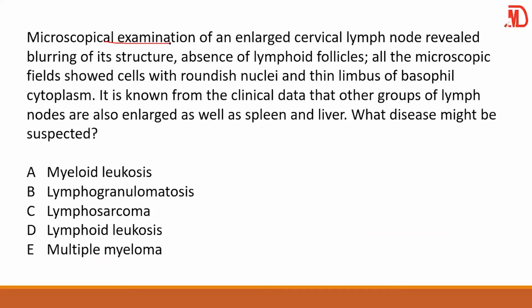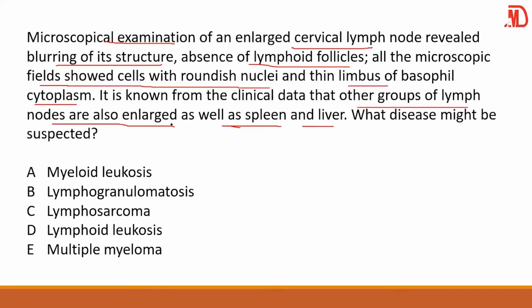We have a microscopic examination of an enlarged cervical lymph node, revealed blurring of its structure, absence of lymphoid follicles, or the microscopic field showed cells with roundish nuclei and thin limbus of basophil cytoplasm. It is known from the clinical data that other types of lymph nodes are enlarged, as well as the spleen and then the liver. What might be suspected? So over here, they are telling that there's enlarged lymph nodes, or the other groups of lymph nodes that are enlarged.